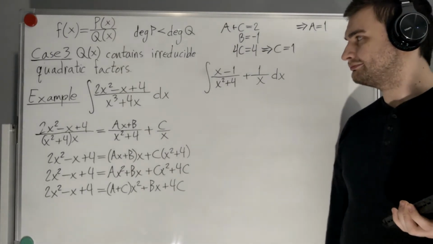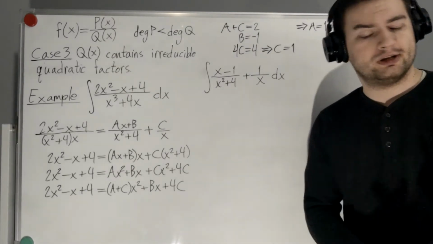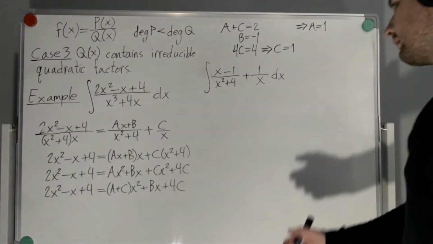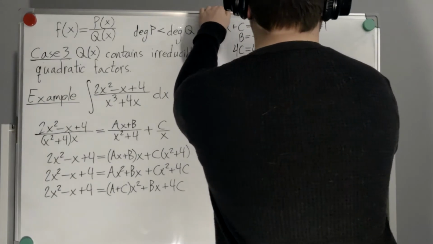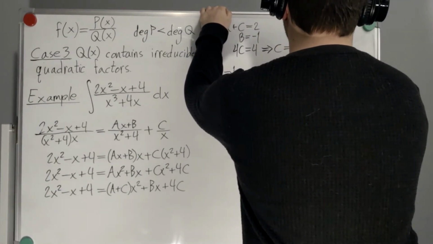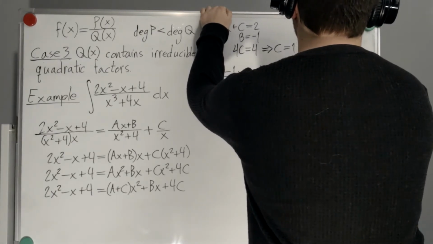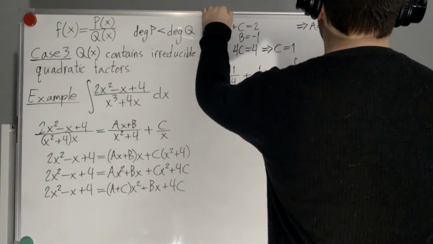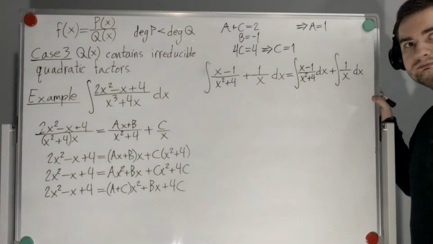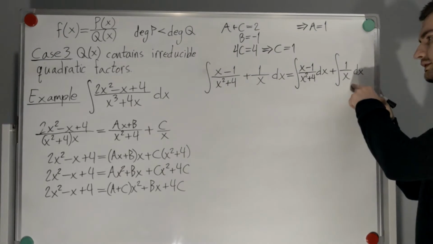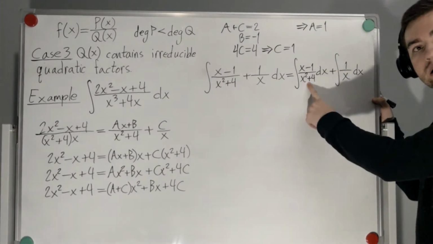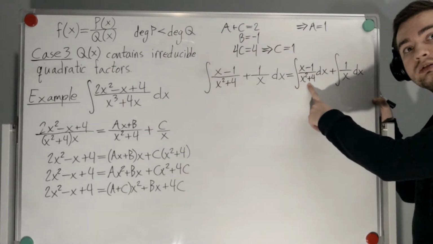Okay. Now then, just as before, we can separate this into more than one integral. First of all, we can say this is equal to the integral of x minus 1 over x squared plus 4 dx plus the integral of 1 over x dx. This one is easy to handle. This one is less obvious how to take care of it. Okay.